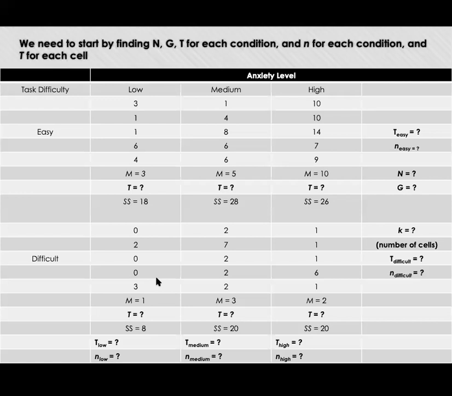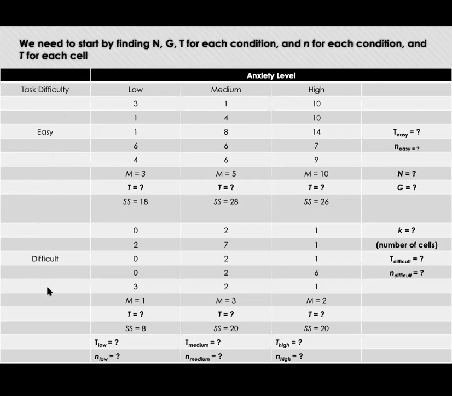Okay, so the first thing, like with our ANOVA, you do the initial prep work or initial calculations. You have to start by finding the N, which is the overall sample size, the G, which is the overall sum of all of the scores, and the T for each condition, and condition here is referring to each level of each factor. So let's take a minute and look at this table that I've got here. You've got anxiety level across the top. And remember, there are three levels: low, medium, and high. Along the left-hand side, you have task difficulty, and there are two levels: easy and difficult.